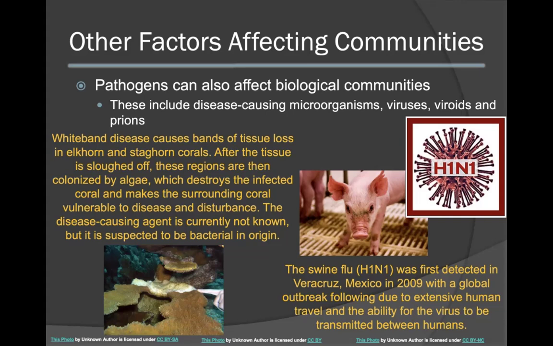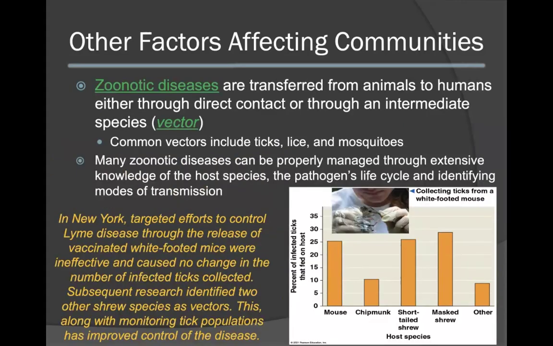The swine flu was first detected in Veracruz, Mexico in 2009. A global outbreak then followed due to extensive human travel and the ability of the virus to be transmitted between humans. Zoonotic diseases, like the swine flu seen previously, are diseases that can be transferred from animals to humans, either through direct contact or through an intermediate species or a vector species.